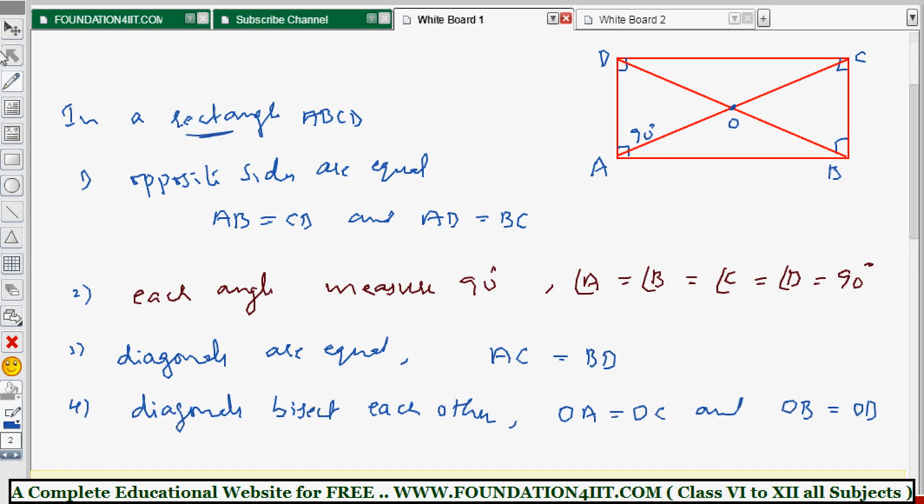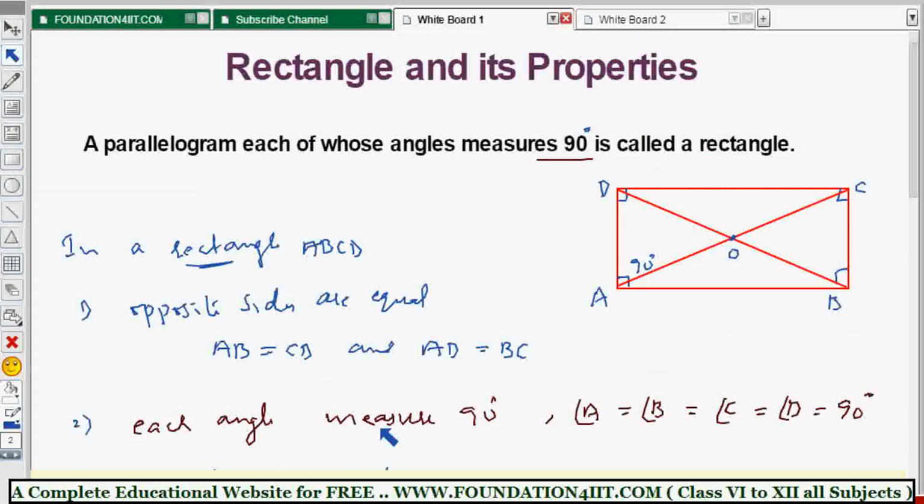Opposite sides are equal and each and every angle is 90 degrees. And diagonals are equal, as well as diagonals bisecting each other. And from a parallelogram, only the one whose angles measure 90 is a rectangle. And similarly we'll see the square. So the square definition and its properties we'll see now.